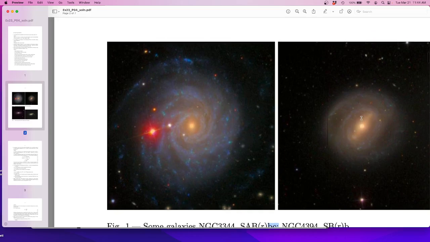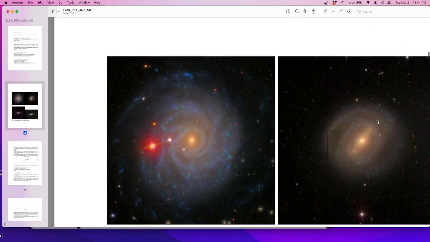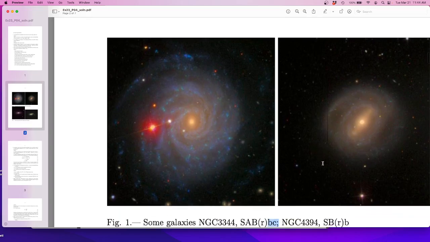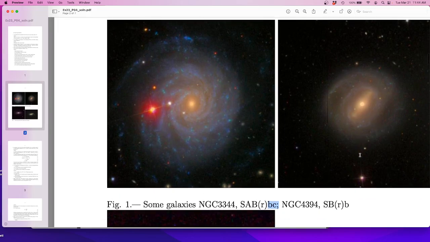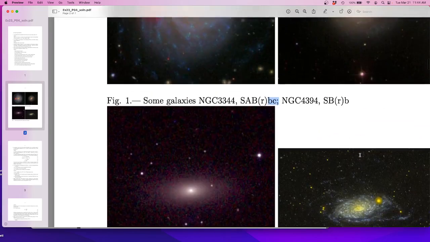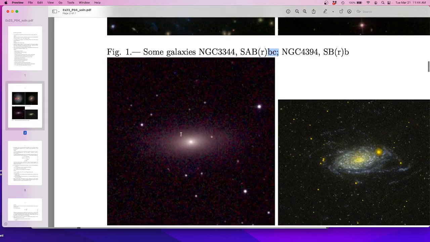This one here, how about this guy? This one has a bar. It's a very clear bar. It's long and stick shaped, and the arms are a little bit more open than this one, and it's not quite as fluffy. So this one is a B, and it also has a ring. How about this one here? What's that? That's an elliptical. That's the flattest elliptical that I could find. That is an E6.